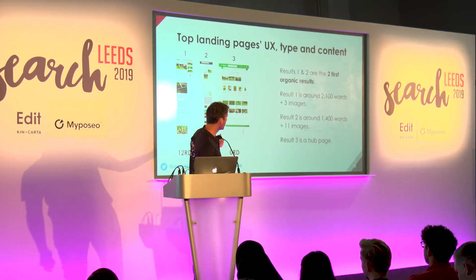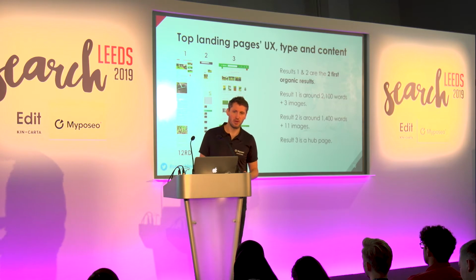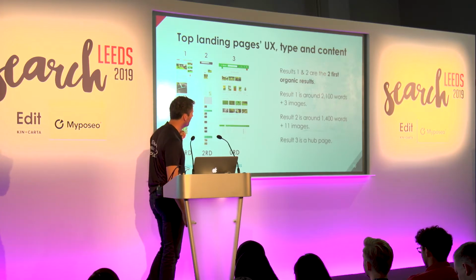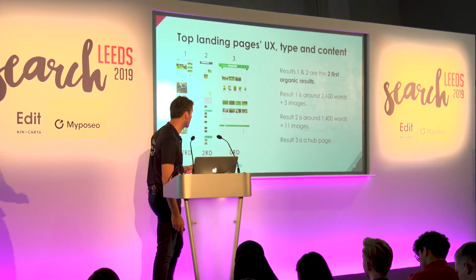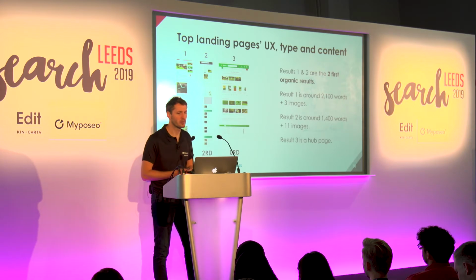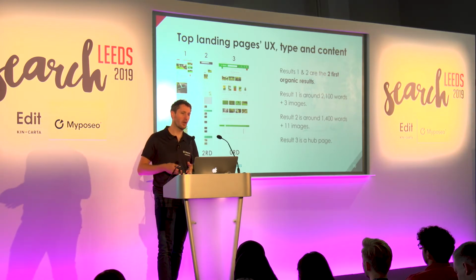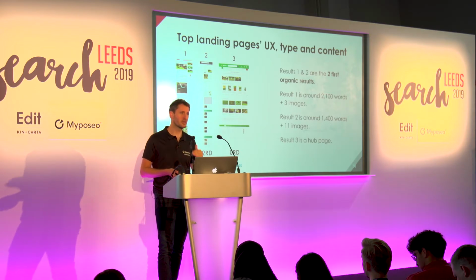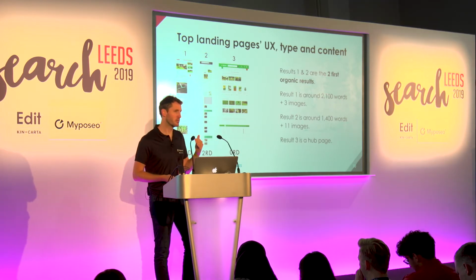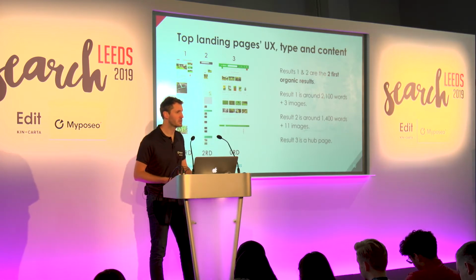So the first result is around 2,100 words written in the content, plus 3 images. Result 2 is 1,400 words plus 11 images, and result 3 is a page without content or specific content on this specific keyword. It gives us a lot of information. We've done that for all the keywords and all the categories, and we just analyzed that if you want to produce content to rank on long grass, for example, or grass seed, you need to produce at least 2,000 words, and you have to add images, answer queries, add videos, and you're going to rank well.